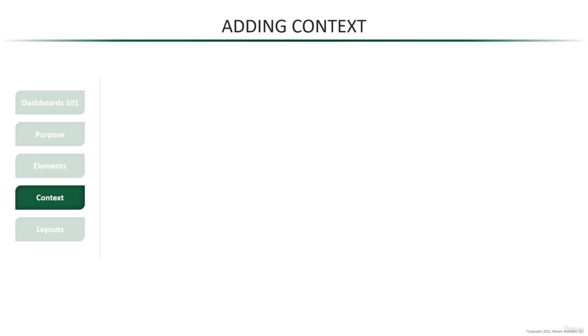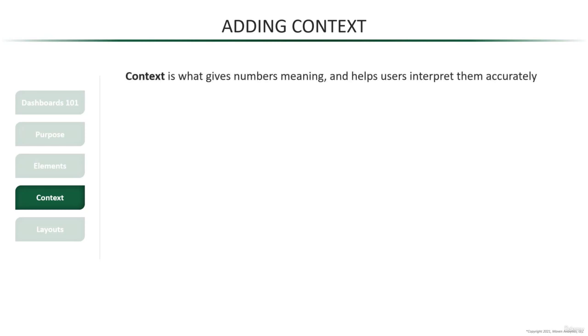Adding context is a key concept that directly relates to identifying the right metrics and visuals to include in a dashboard. You see, context is what gives numbers meaning, and it helps users interpret those numbers accurately. For example, imagine your doctor telling you that your triglyceride index is 12.9 and then just walking away.